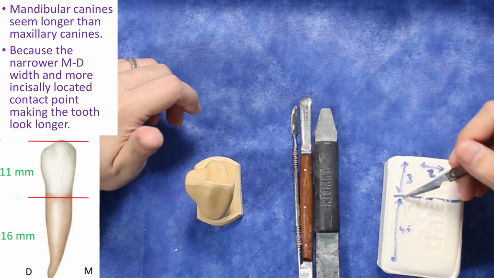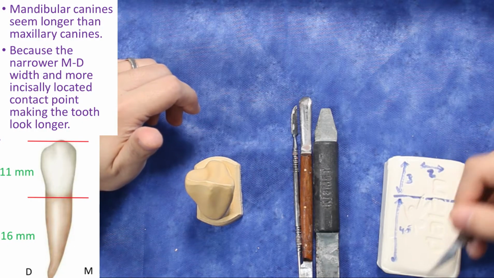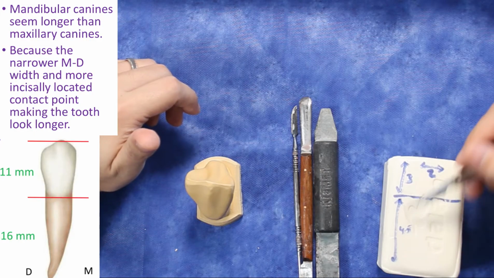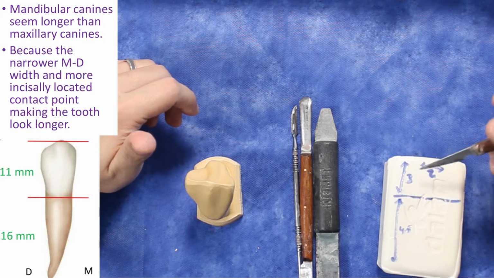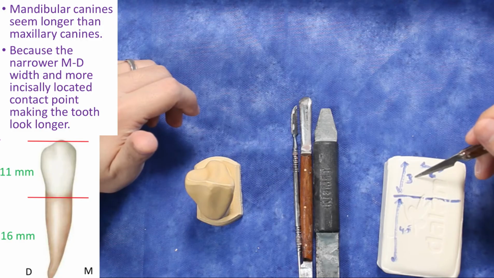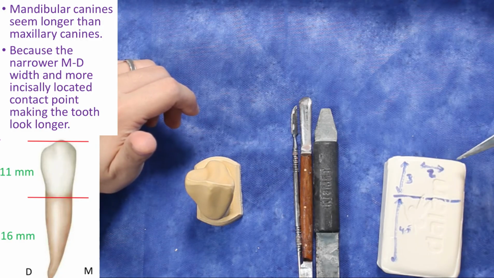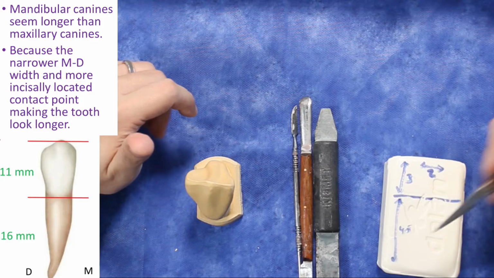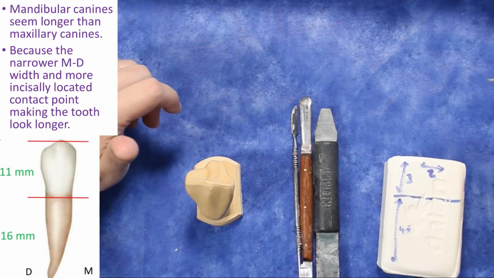First of all, I want to mention the difference between the maxillary canine and the mandibular canine. Mandibular canines seem longer than maxillary canines, but all morphology is almost the same. We will carve a right mandibular canine, so don't confuse the mesial and distal sides.